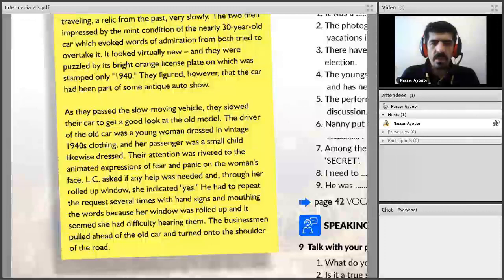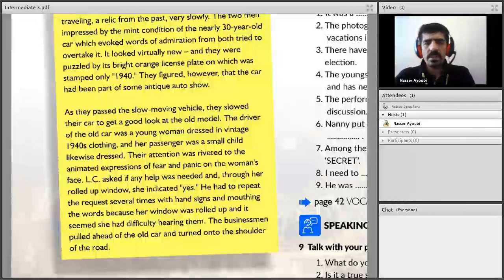The driver of the old car was a young woman who was wearing old but beautiful 1940s clothing, the clothing that dates back to that time. And her passenger was a small child, likewise dressed. The passenger was a small child who was wearing similar clothes to the woman.